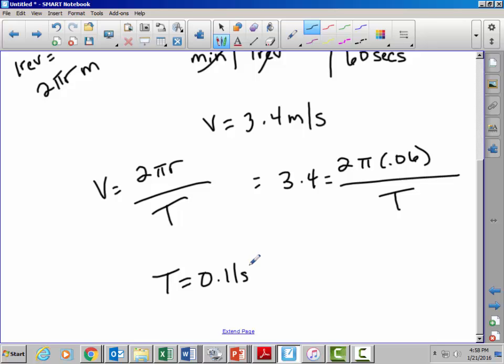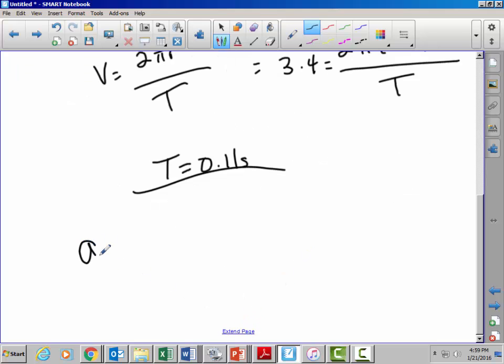Double check my math real fast. Divided by 3.4, yes, 0.11 seconds. Fabulous. Okay, so now the next question is how fast is it moving? Well, we already figured that out. And then the last question is asking us, what is the acceleration? So acceleration meaning centripetal acceleration.